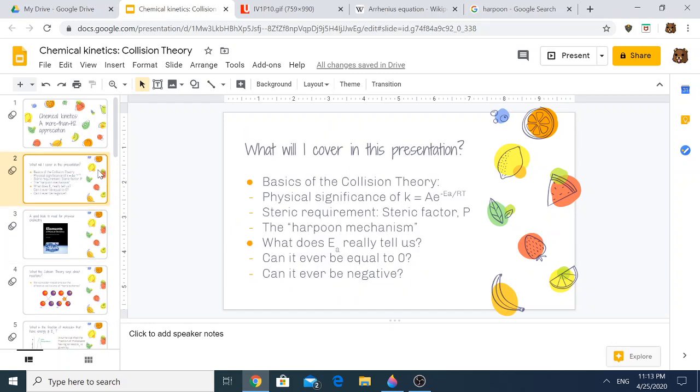Kinetics is essentially a topic in physical chemistry that can be at times very math heavy, especially when we talk about more advanced kinetics. In this presentation, I hope to raise your level of conceptual understanding in kinetics, which I feel is more important than learning mathematical treatments and techniques.